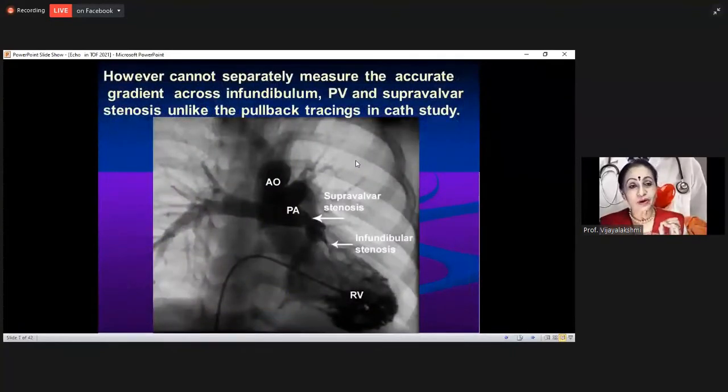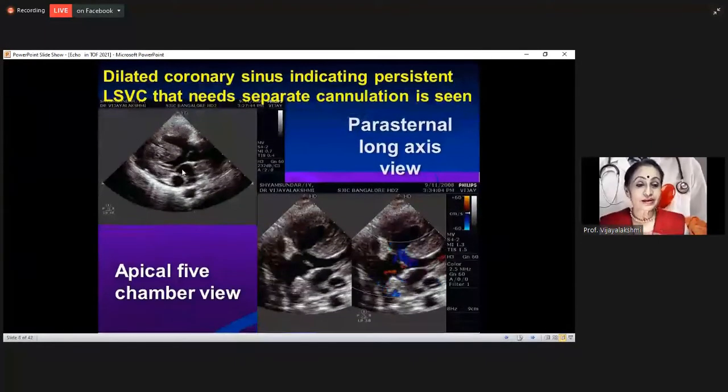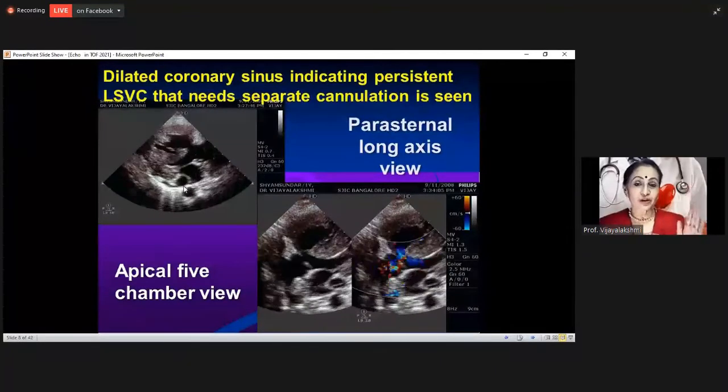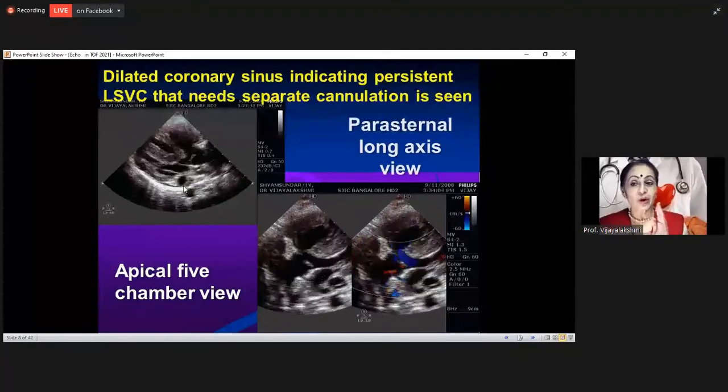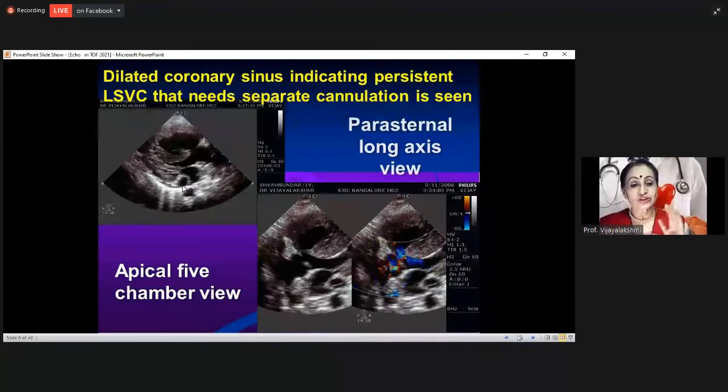However, if you look at an angio, the pullback tracing that you get from the main pulmonary artery to the supravalvular, valvular, and infundibular stenosis is very accurate. Whereas in the case of echo, we are not so accurate in measuring these things. So a dilated coronary sinus indicates that there is a persistent left superior vena cava, and that is important to inform the surgeon so that separate cannulation is done for that.